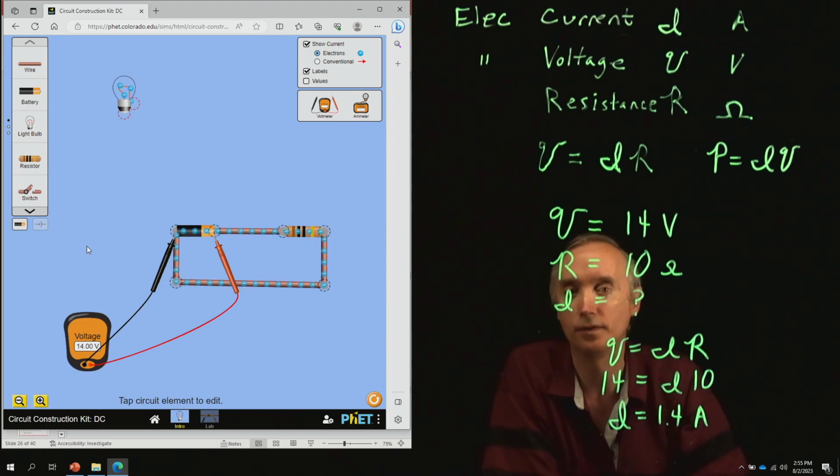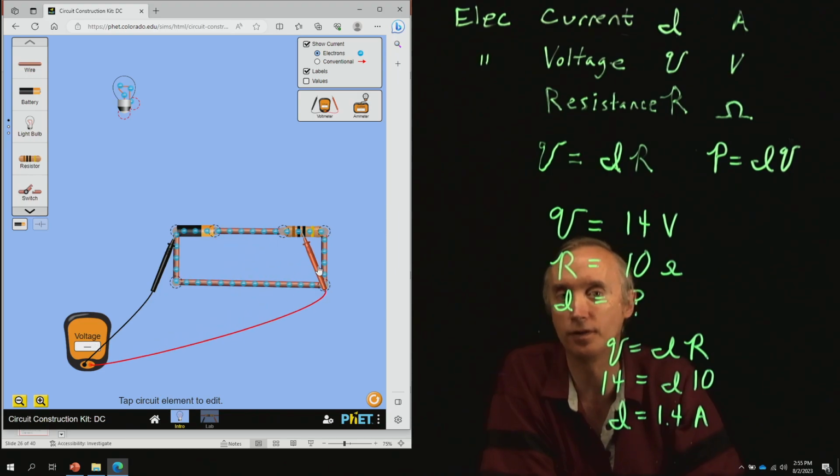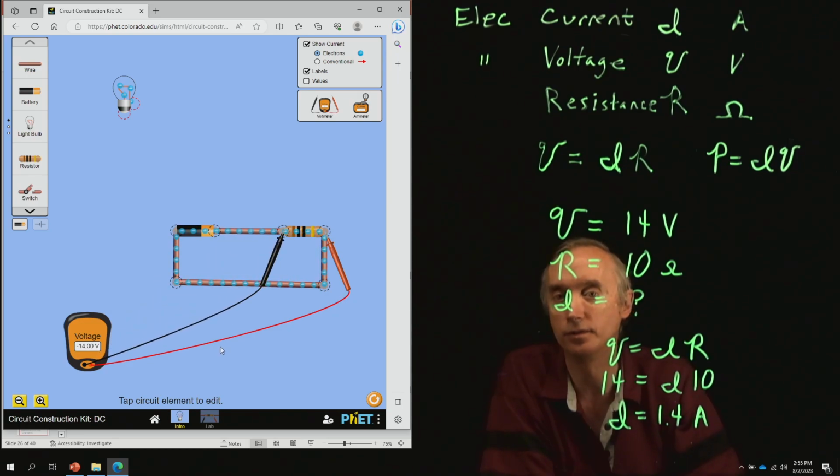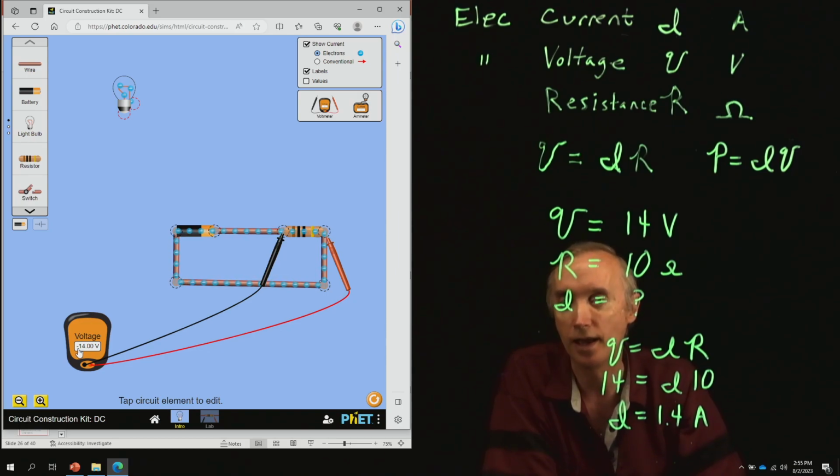Okay, now what would be the voltage across this resistor over here? So go ahead and make a guess. All right, now measure it. So we're going to take this probe and put it on this side of the resistor, and then take this one, put it on this side over here, and we get 14 volts again. So the voltage that's coming out of here is going to be the same as the voltage that's across this resistor.